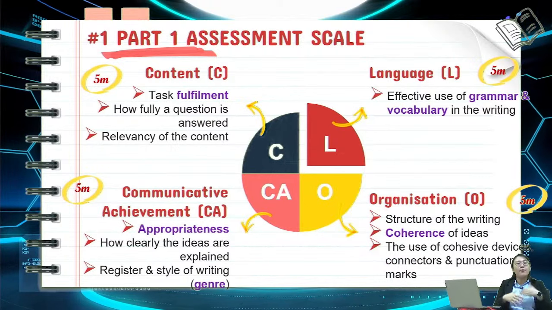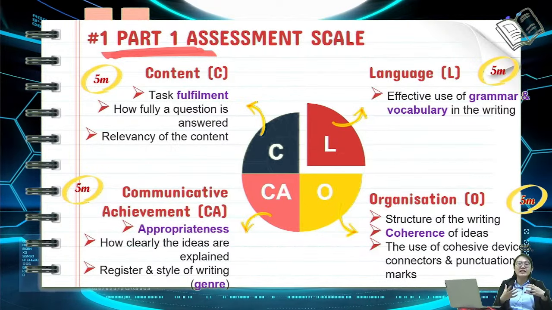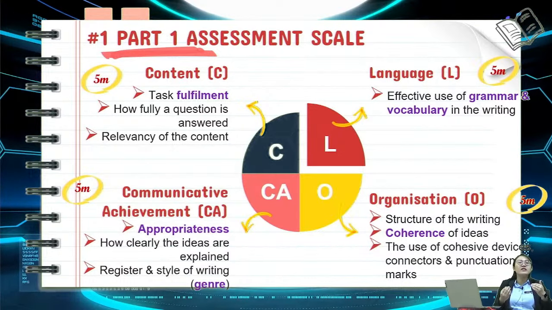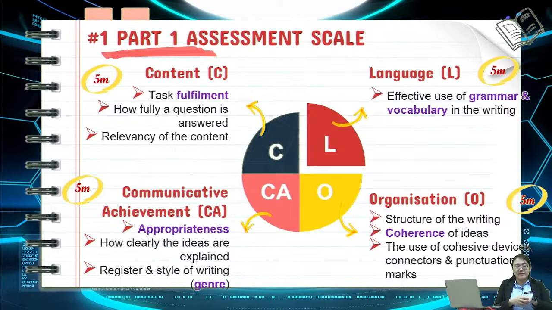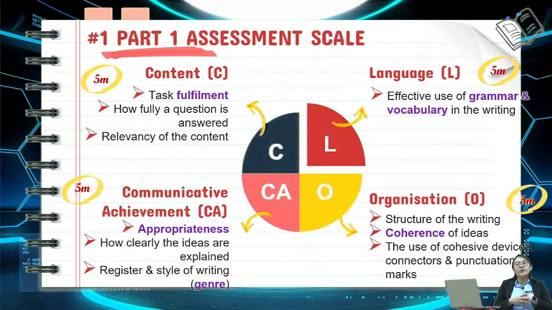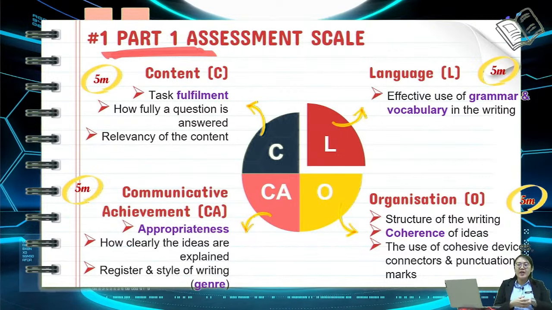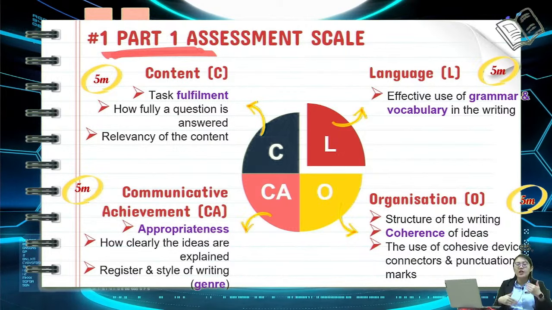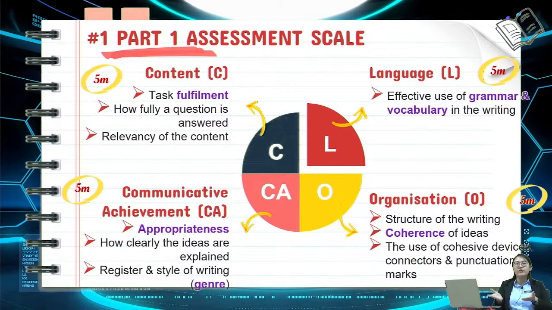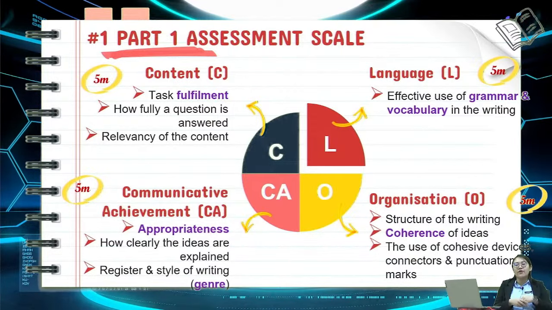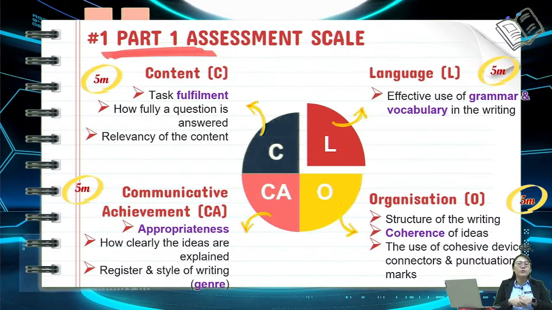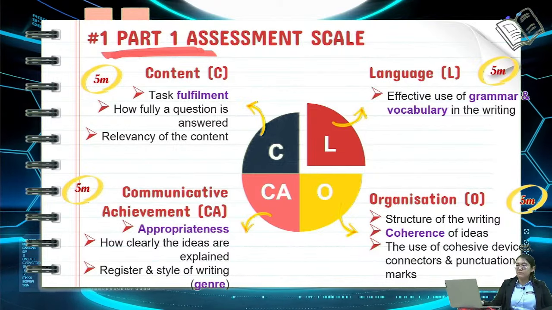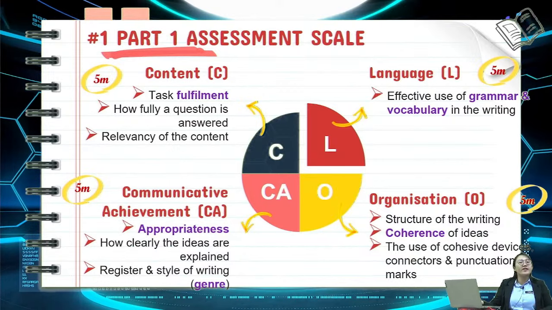Communicative achievement, the appropriateness on how clear the idea is being explained in your response. And it focuses on the register and also the style of writing. For language, we are going to look at the effective use of grammar and vocabulary in writing. As for organization, we're going to look at the structure of the writing, your paragraphing, how coherent your idea is, and also the use of cohesive devices, connectors, and punctuation marks in your essay. So all of this carries 5 marks. So altogether, it's a 20 mark.